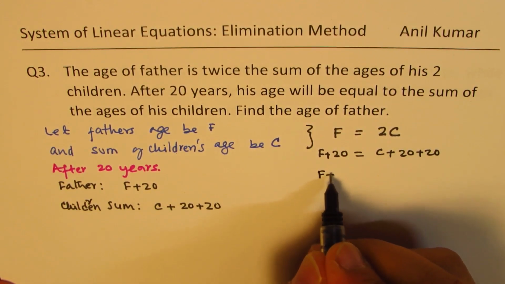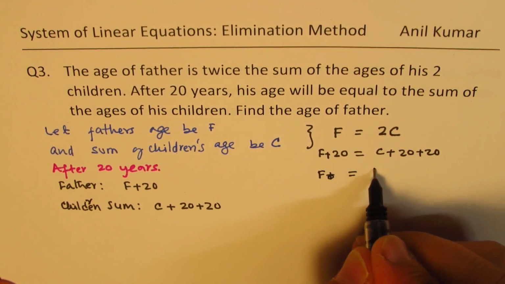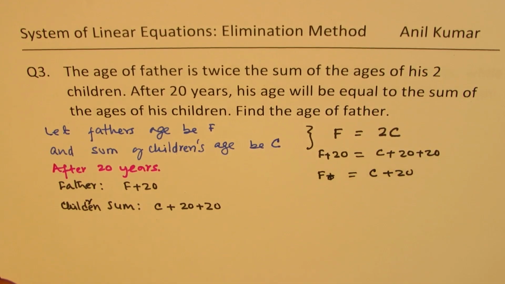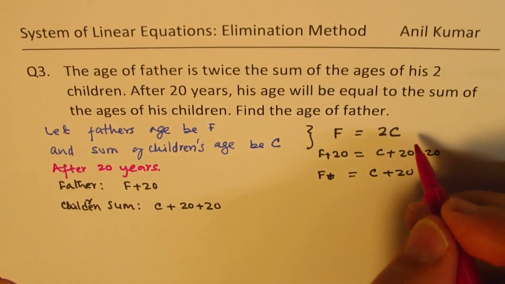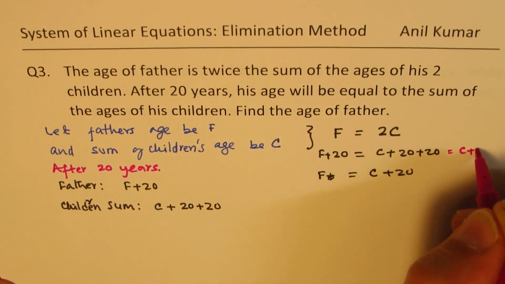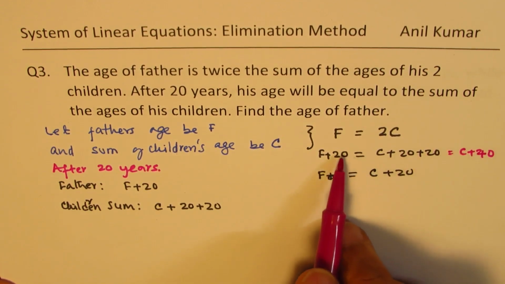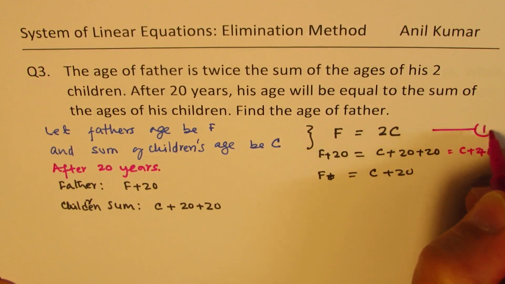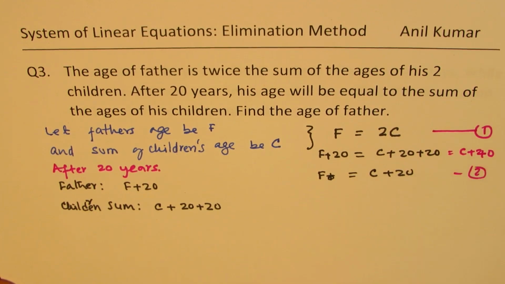So we get F plus 20, and 20 we can take on the other side, is equal to C plus 20, right? So 40 minus 20. Is that clear to you? So we get F equals C plus 20, right? So when you take away 20 from 40, you get 20. So we get our equation number 1 and equation number 2.